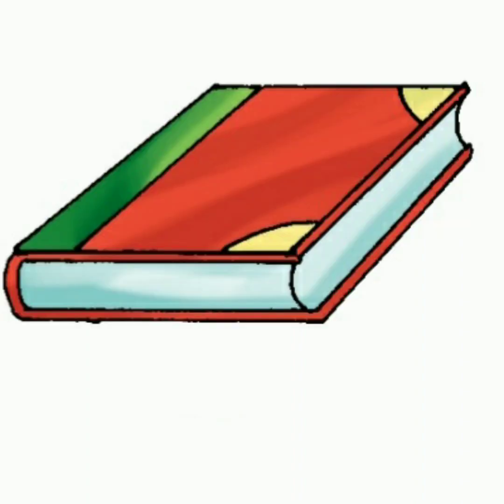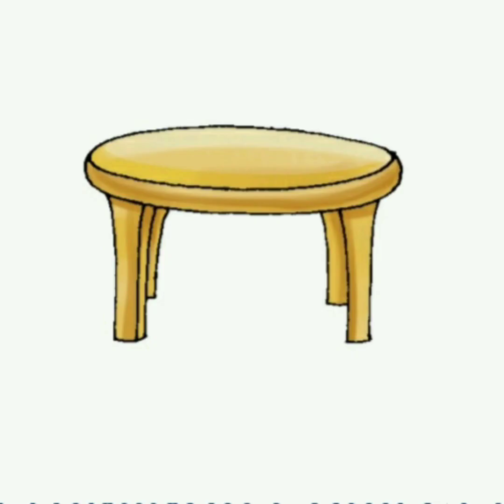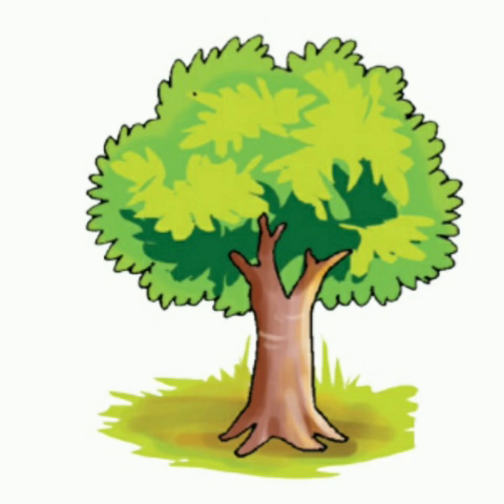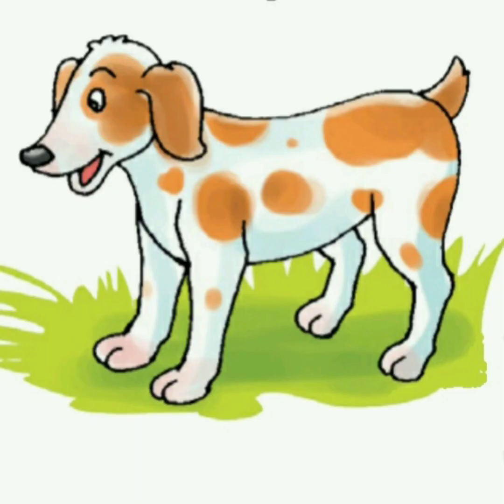But some objects do not give us light. For example, book, table, door, tree, dog. All these objects do not give us light and these are non-luminous objects. We can see objects only when light falls on them.